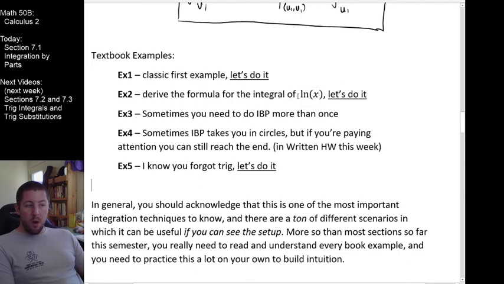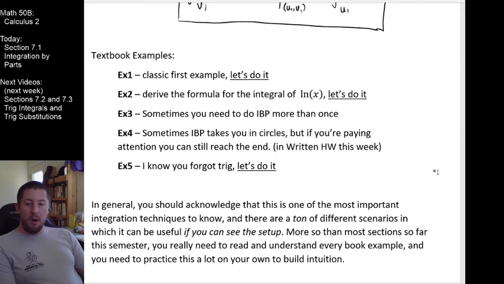Example 2 is where we're going to see that we can actually derive the formula for the integral of the natural log of x. That's a formula that I told you you just needed to go look up on your first written homework. We're going to actually derive the formula for it using integration by parts as our example 2. The book does it. We're going to do it together.